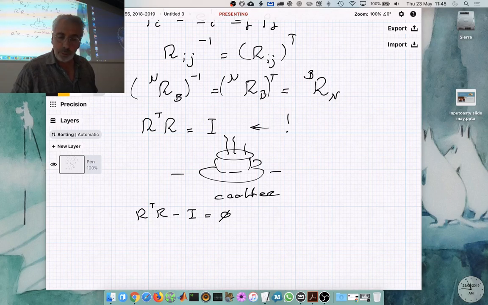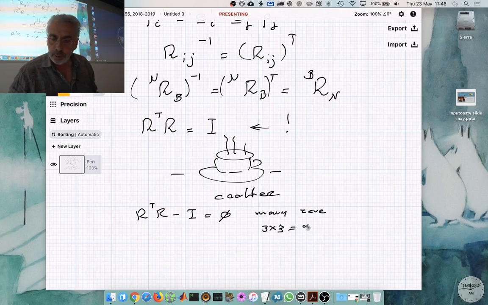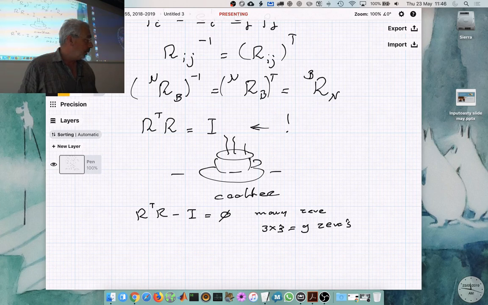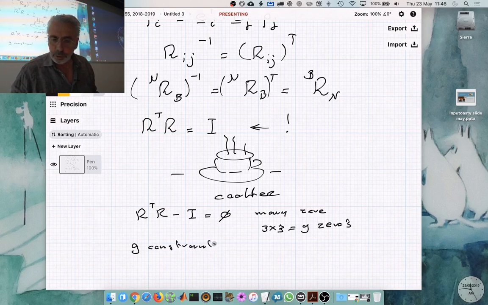So how many zeros do we have? 9 zeros. It's a 3 by 3 matrix, right? So 3 by 3 is 9 zeros. Meaning we have apparently 9 constraints on the rotation matrix. So we have 9 constraints on the entries of R.